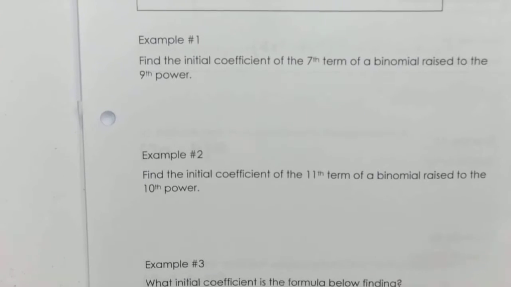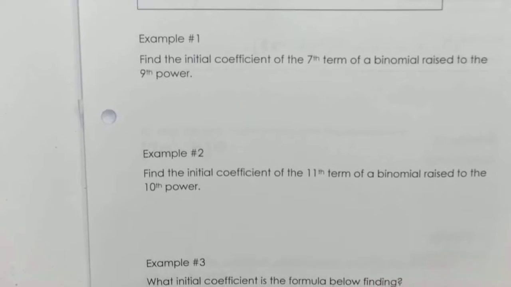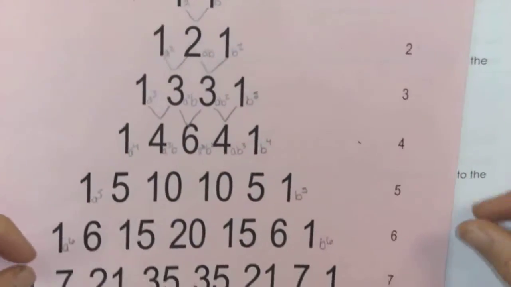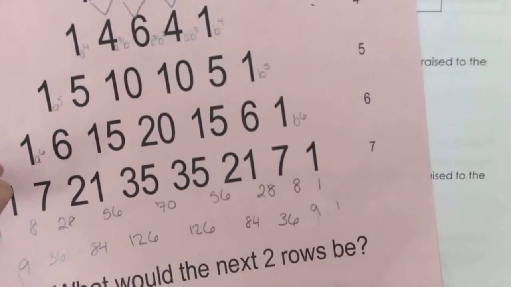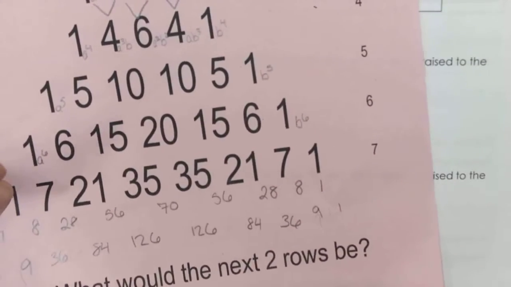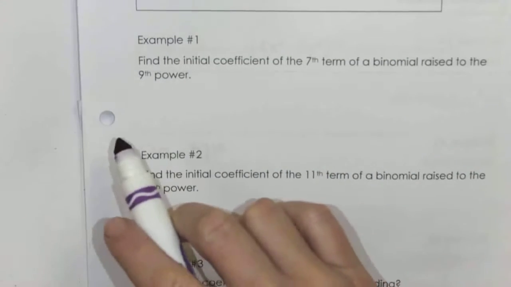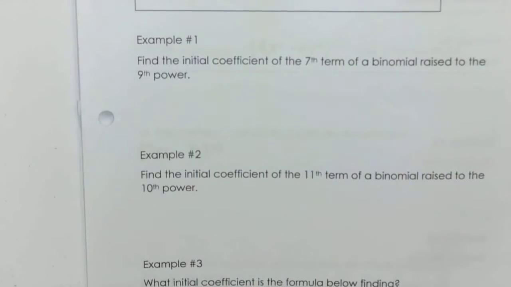Example 1, find the initial coefficient of the 7th term of a binomial raised to the 9th power. Well, many of you pull out Pascal's triangle, but I only have up to the 7th row. You'd have to add 2 more rows, and I could even make it higher and higher. I could say initial coefficient of the 7th term of a binomial raised to the 12th power. So it's not always handy to use this, so it's nice to use the combination formula.